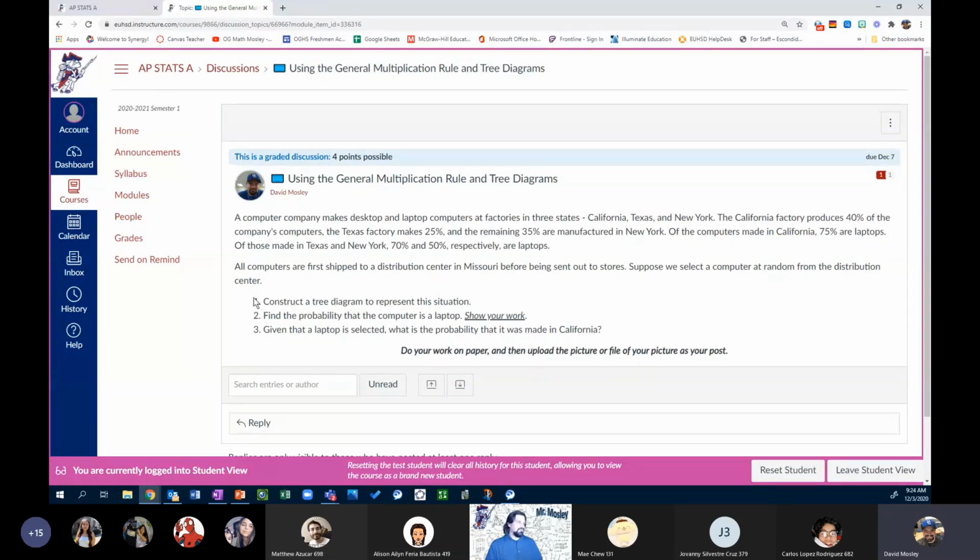All right? Question number 1, construct a tree diagram. Question number 2, find the probability the computer is a laptop. You're going to have to do very similar to the problem we just did. Given that a laptop is selected, what is the probability that it was made in California? Again, this is going to be incredibly similar to the problem I just did. So you might want to have that available while you're working through this one. I'll have the notes all posted into the resources. Again, I recommend doing your work on paper and then upload the picture or file of your picture as the post.